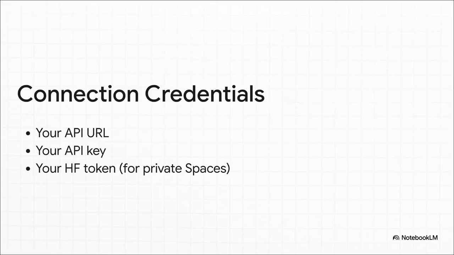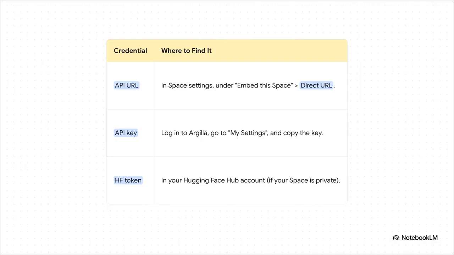Now, to make that connection happen, you're going to need 3 key pieces of information. It's like a little credentials checklist. You'll need your API URL, that's basically the address of your space. You'll need your API key, which you get from inside Argilla itself, and only if you made your space private, you'll also need your Hugging Face token. Don't worry, I'll show you exactly where to find everything.